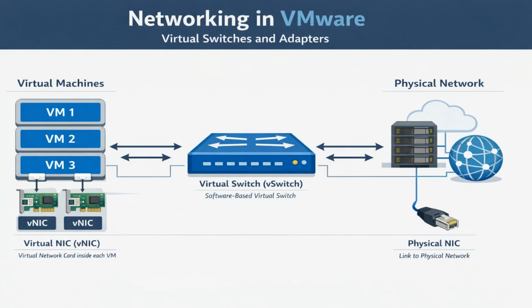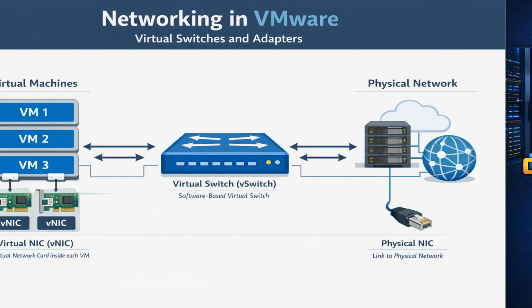Networking in VMware. VMware uses a virtual networking layer to allow virtual machines to communicate with each other and with external networks. Virtual switch, vSwitch, a software-based switch that connects VMs on the same host and forwards traffic to the physical network. Virtual NIC, vNIC, a virtual network adapter inside each VM that connects the VM to a vSwitch. Together, vSwitches and vNICs enable seamless network communication between VMs and the outside world.